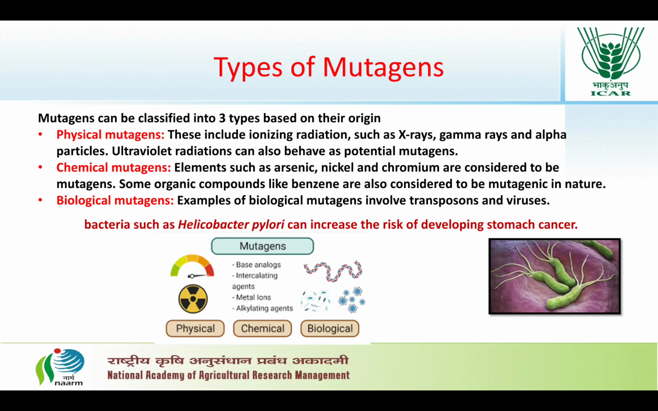Next is the types of mutagens. What are mutagens? Mutagens are the agents which create mutations. Mutagens can be classified into three broad categories based on their origin. First, physical mutagens, which include ionizing radiations such as X-rays, gamma rays and alpha particles, and UV rays, that become potential mutagens because of their high penetration. Next are the chemical mutagens, that is elements such as arsenic, nickel and chromium, and base analogues. They are considered mutagenic in nature. Next are biological mutagens, which play a major role, specifically bacteria involving transposons, and viruses.